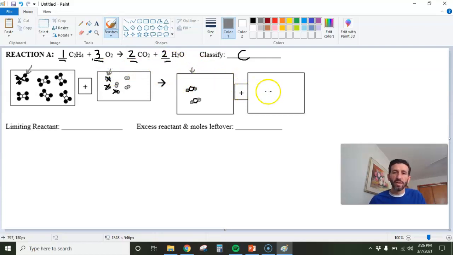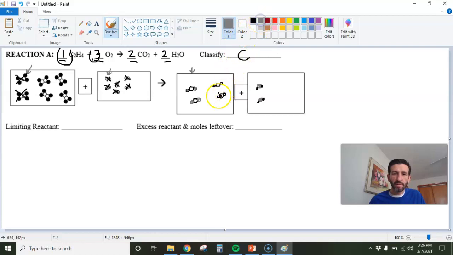but I also have to make 2 waters. So water is H2O, and we know that the oxygens are gray, and then the hydrogens are black, right? So there you go. Okay, so I have 2 waters, but I still have more stuff to use up. I've got C2H4, 1, and then 3 oxygens again, and I'm using these ratios, right? 1 or 3, and then 2 and 2. So I'm going to make 2 CO2s.